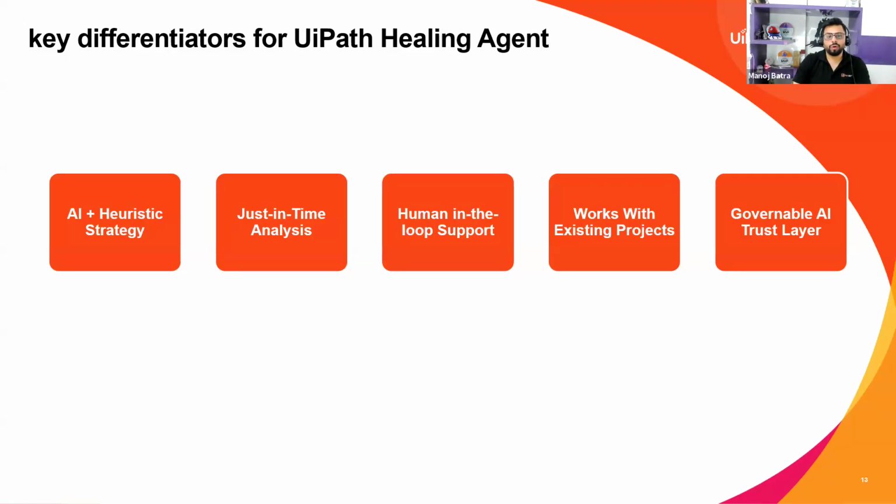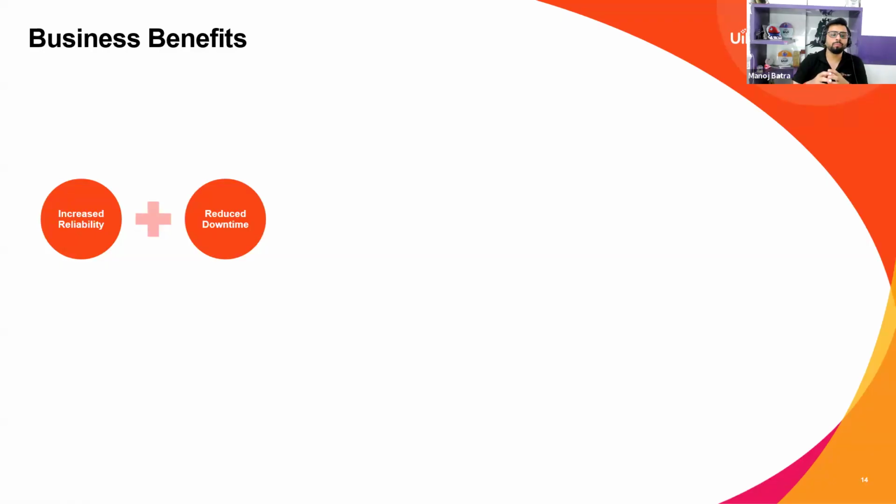Now I have applied UiPath Healing Agent to my project. What are the benefits? The first benefit could be increased reliability, because automation can recover from errors on its own, which makes your automation more reliable. Plus, you have reduced downtime because there are fewer errors. Automation healing can solve most of your errors.